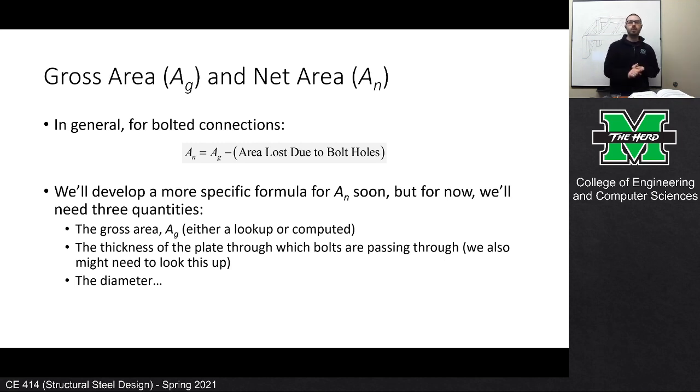Okay, number one, we're going to need the gross area. In order to compute the net area, you need the gross area because the net area is the gross area with material removed. You're going to need the thickness of whatever plate or element the bolts are passing through. You got to have the thickness. And you also need the diameter. And notice how in this slide I'm not really defining what I mean by the diameter. Okay, so let me talk about that.